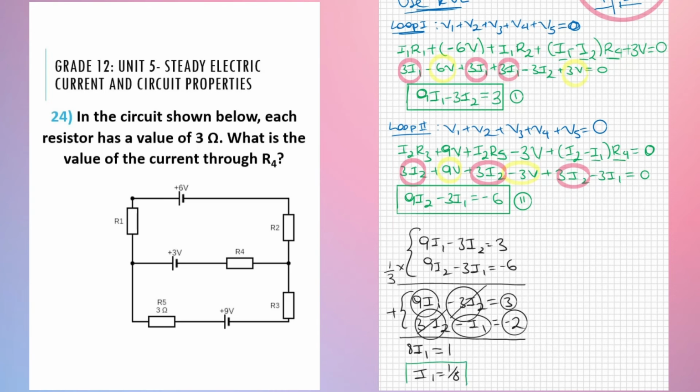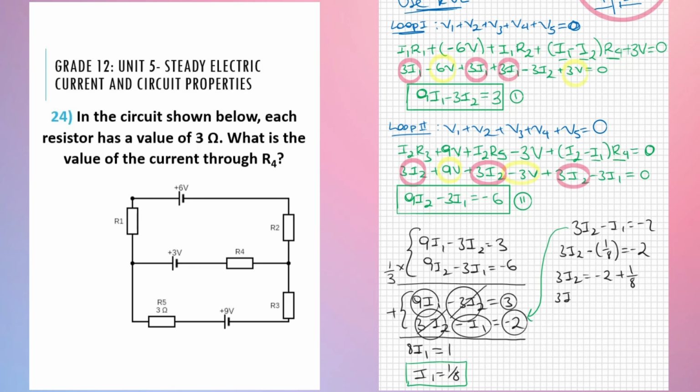But we also need to find I2. We can use any of these formulas to find I2. Let us use this formula right here. So we have that 3I2 minus I1 is equal to minus 2, correct? But now we know what I1 is, so we can say that 3I2 minus 1 over 8 is equal to minus 2. We can say that 3I2 is equal to minus 2 plus 1 over 8 if we take 1 over 8 to the other side.